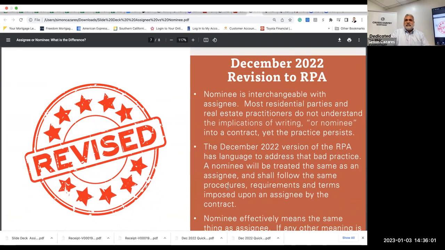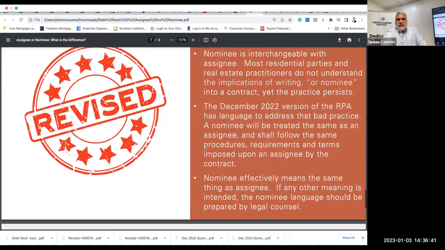So as many of you know, in December 2022 the contract was revised, right? And now the nominee is interchangeable with the assignee. Most residential parties and real estate practitioners do not understand the implications of writing nominee into a contract, yet the practice persists. The December 2022 version of the RPA has language to address that bad practice. A nominee will be treated the same as an assignee and shall follow the same procedures, requirements, and terms imposed upon an assignee by the contract. The nominee effectively means the same thing as assignee. If any other meaning is intended, the nominee language should be prepared by legal counsel.